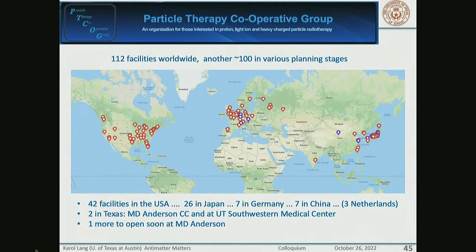The Texas centers are, 2 of them. We have one in Houston, one in Irving, both of them close to us. And there is another center at MD Anderson, a second center, that is being completed. It's effectively entering the commissioning stages.